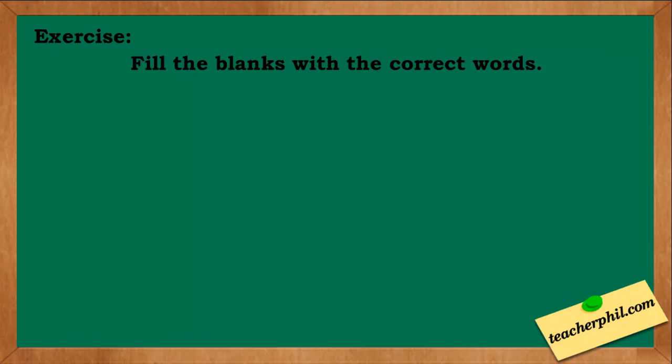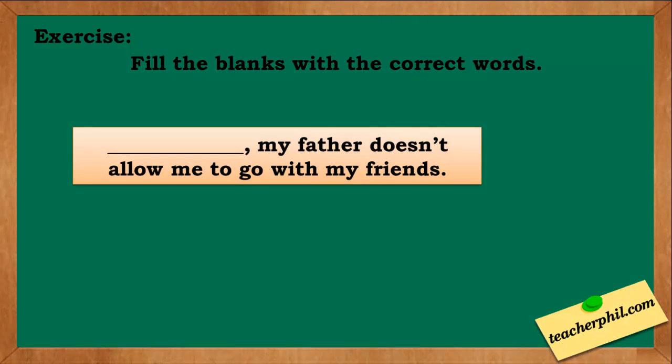For our exercise, fill in the blanks with the correct words. Number 1: blank my father doesn't allow me to go with my friends. The correct answer is sometimes. Sometimes my father doesn't allow me to go with my friends. Sometimes in this sentence means occasionally.